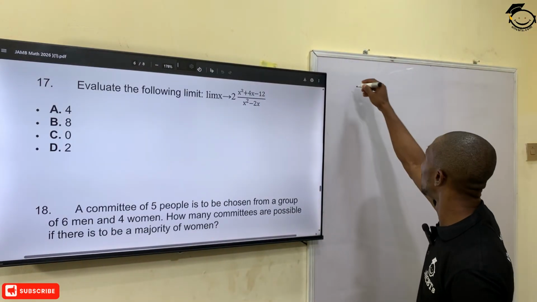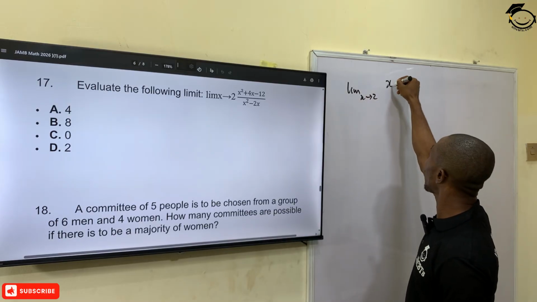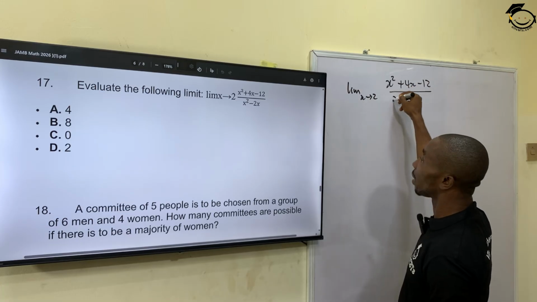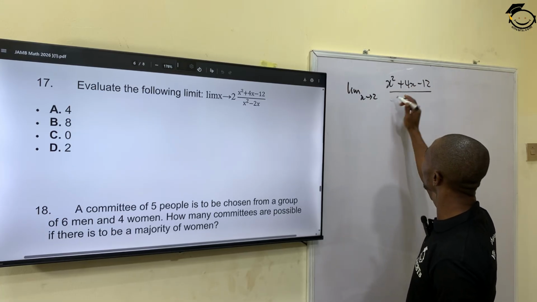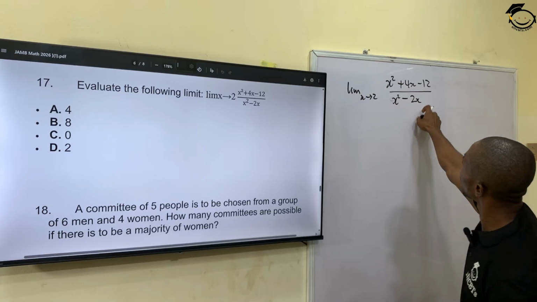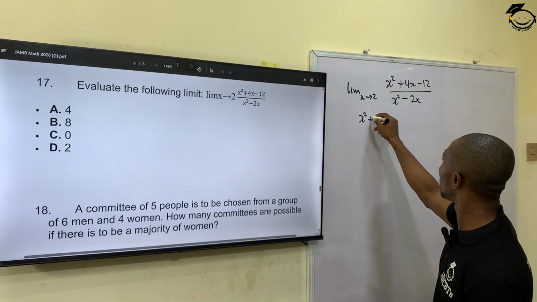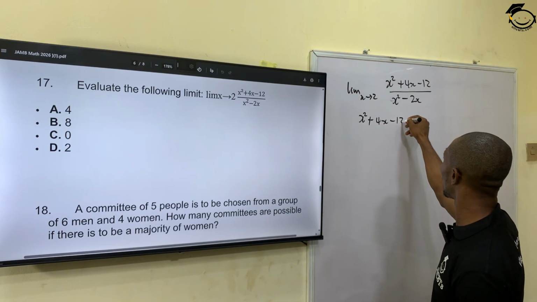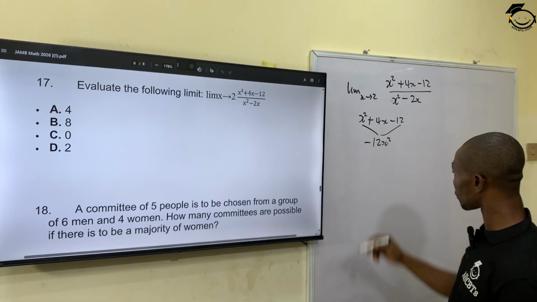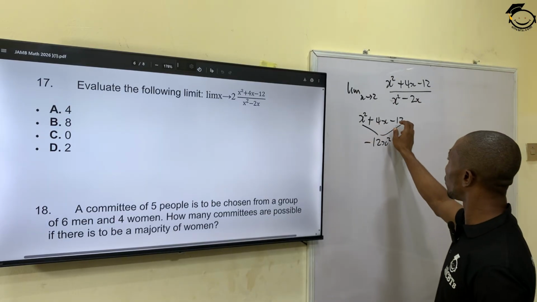Evaluate the limit as x tends towards 2 of x squared plus 4x minus 12 all over x squared minus 2x. Now, in doing this, we'll first of all factorize our numerator. So if we have x squared plus 4x minus 12, factorizing this will give us x squared, minus 12. And what are the factors of 12 that will give us 4, that will give us minus 12?